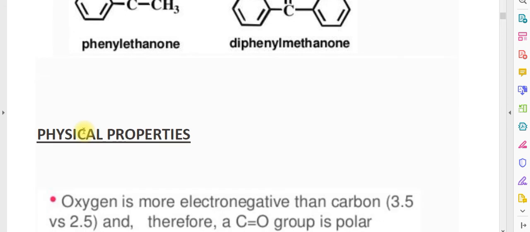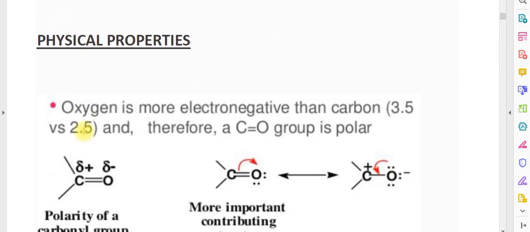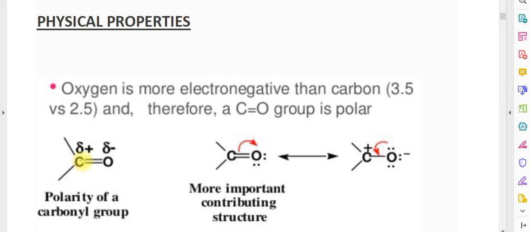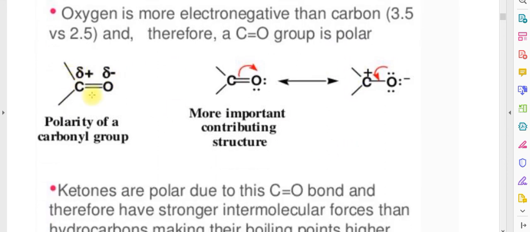Okay. Then what are the physical properties of this carbonyl group? You can see the carbonyl carbon C attached to O by a double bond, and it is connected to other groups. Considering the electronegative nature of carbon and oxygen, you know that the electronegativity of oxygen is 3.5, and carbon is 2.5. Therefore, the C double bond O group is a polar group. That means the shifting of the bond will take place like this. C gets a partial positive charge and O gets a partial negative charge.